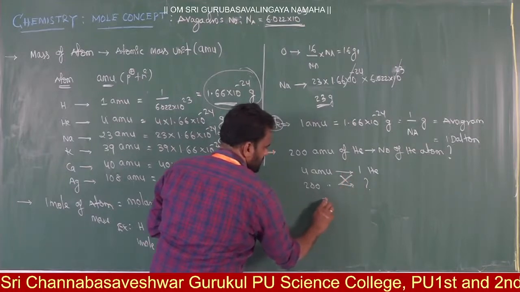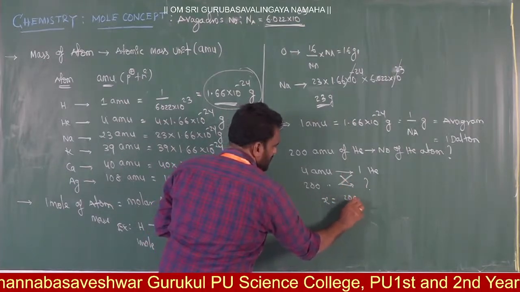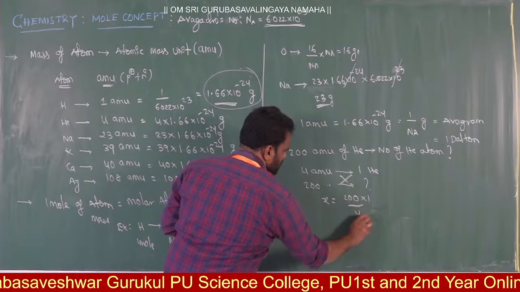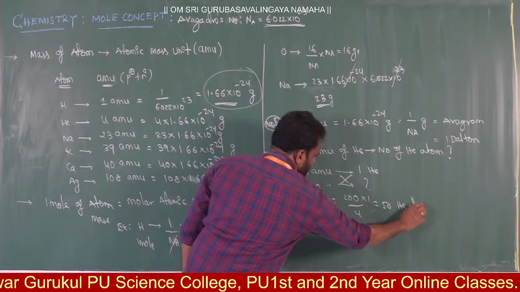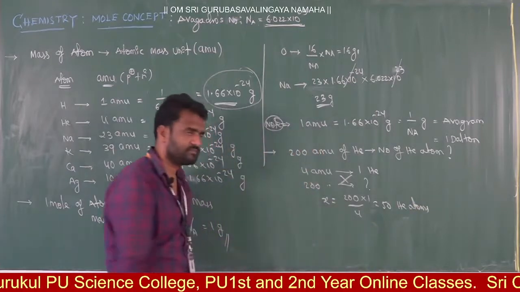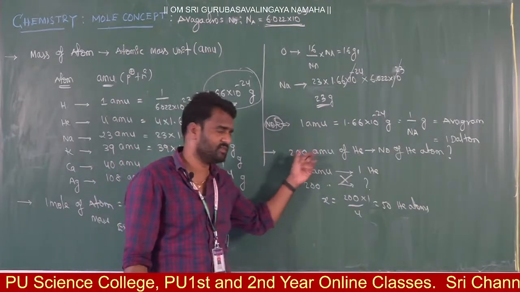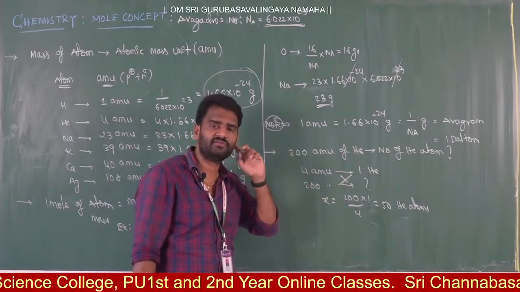Do crisscross, then X will be equal to 200 into 1 by 4, and you will get 50 helium atoms. In 200 AMU, there are 50 helium atoms present.